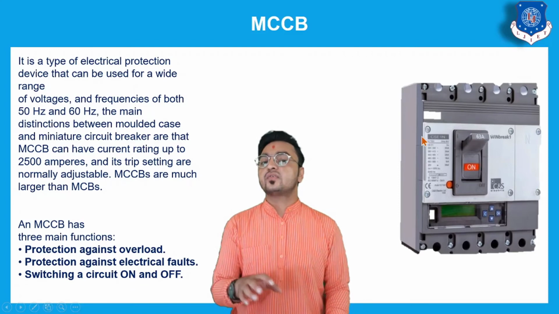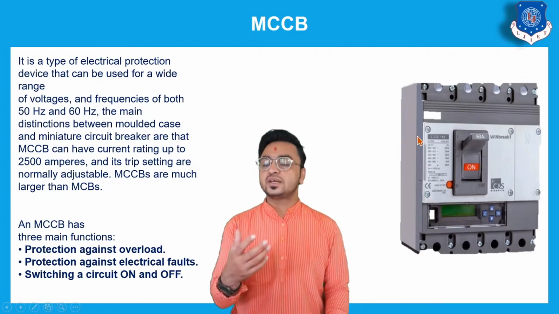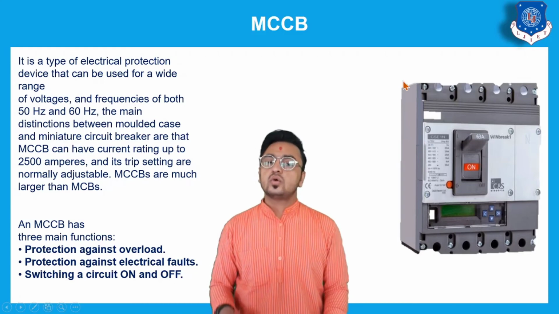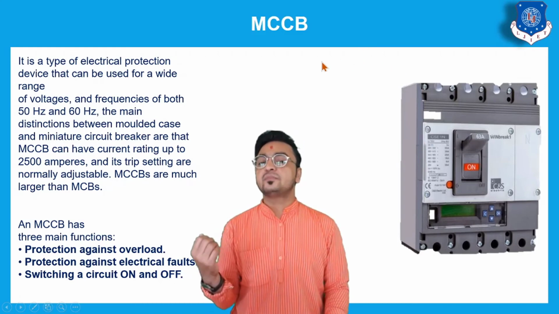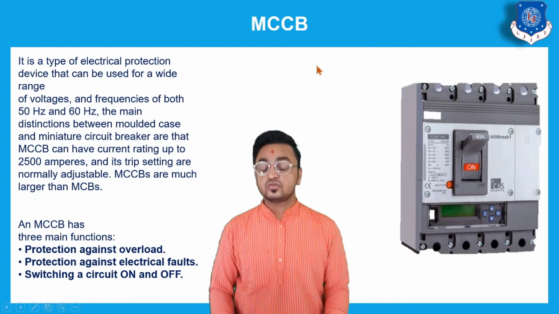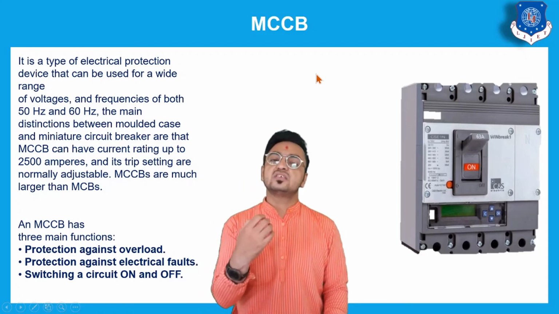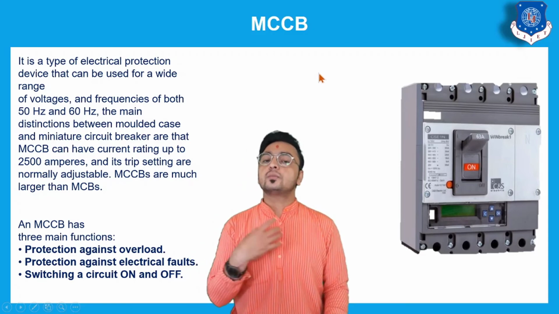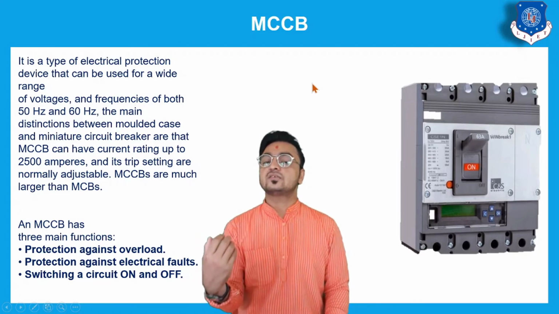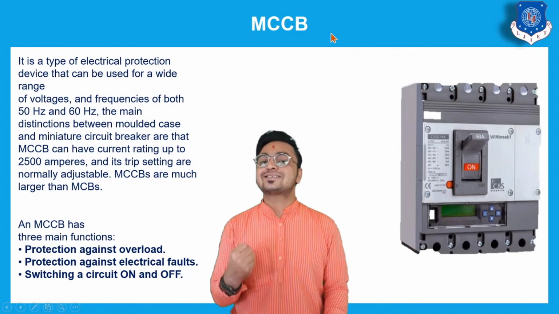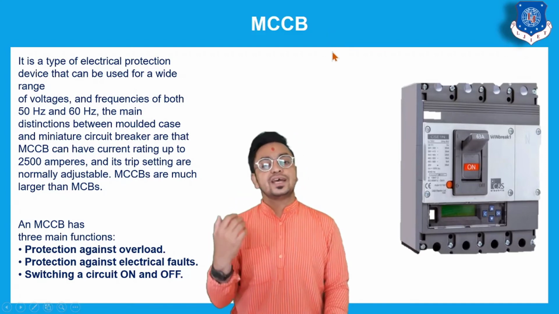So the function of MCCB is going to be almost the same as we discussed for MCB. But what is the major difference between MCB and MCCB? That is the ratings. The rating of MCB is very low compared to MCCB, and as we are providing very high ratings for MCCB, basically the mechanical strength of this MCCB is going to be very high compared to MCB.